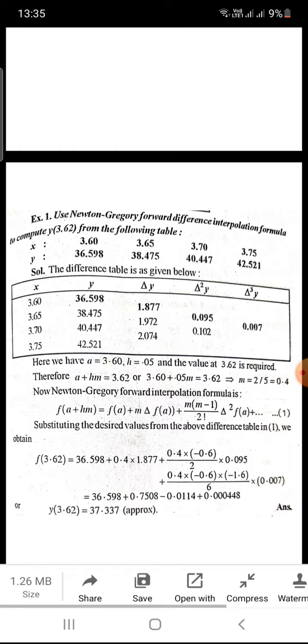Here we have a is equal to 3.60, h is equal to 0.05 and the value of 3.62 is required. Therefore, a plus hm is equal to 3.62, or 3.60 plus 0.05 m is equal to 3.62, m is equal to 2/5, which is equal to 0.4. So using Newton-Gregory forward interpolation formula, we get the final result as y(3.62) is equal to 37.337. That's all.